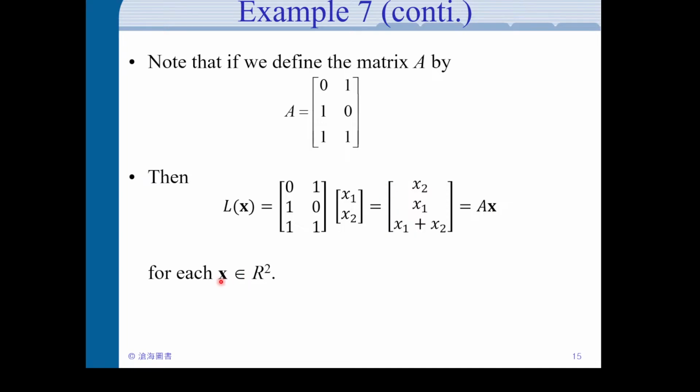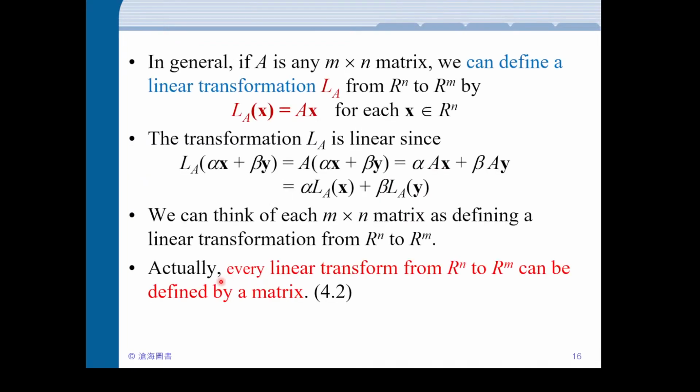This is a general thing. We have a one-to-one correspondence between matrices and linear transformations from Rn to Rm, any Euclidean spaces. If you have a matrix, you can write down a linear transformation, and in 4.2 we'll see that whenever you have a linear transformation, it can be written down as a matrix.